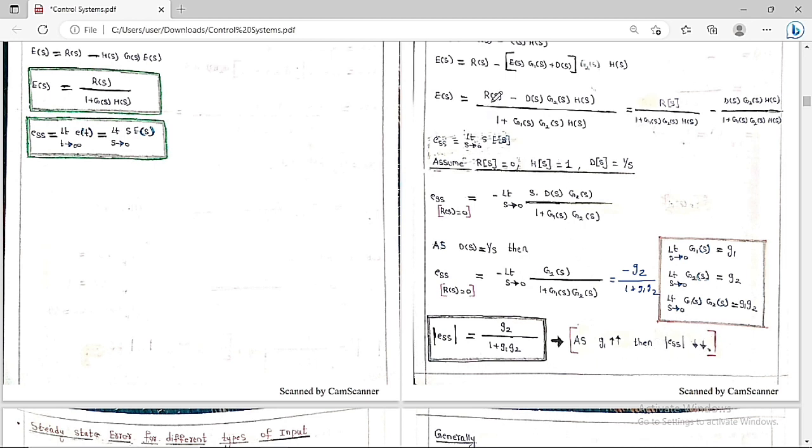So this is the expression of the output with respect to input as well as disturbance. We are assuming a special case of R of s equal to 0, H of s equal to 1 and D of s equal to 1 by s. So we got the expression like this for the steady state error, and also the amount of steady state error. We can say as the value of G1 increases, the amount of steady state error decreases. All these things we can see from this expression.